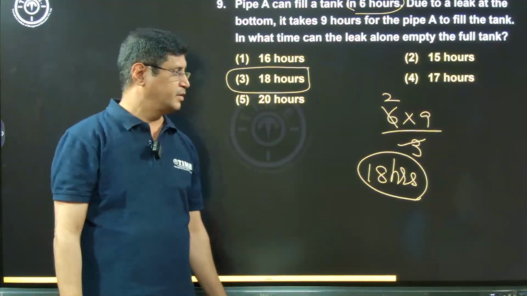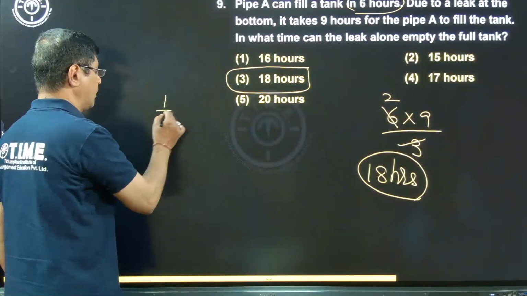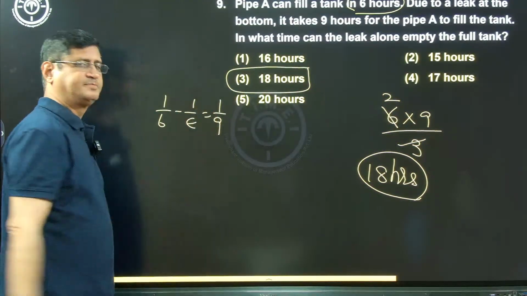Okay. Next. What is the concept? 1 by 6 minus emptying pipe is equal to 1 by 9. This is the concept.